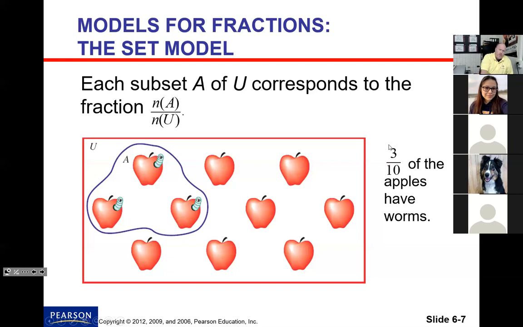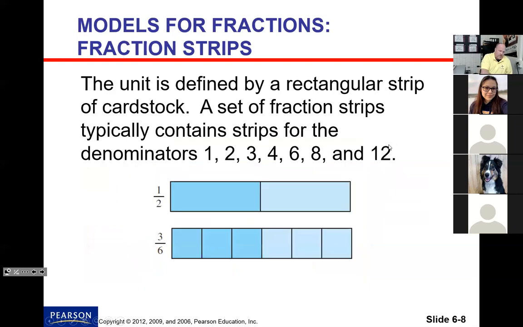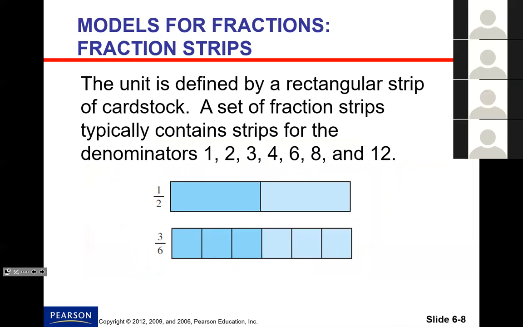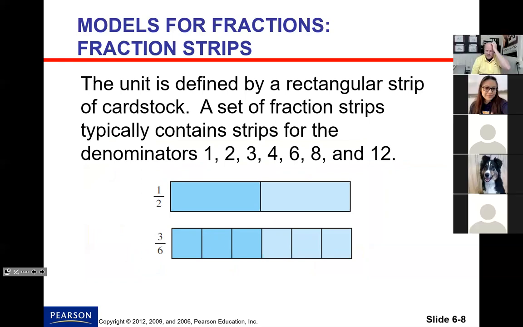Another one you can use, and you might have these in your classroom, you might even have them on your wall, is called fraction strips. Show a thumbs up. Anybody seen fraction strips before, or anybody use them? Any thumbs? Let's see. Yeah, 2, I see 3, 4. Oh yeah, a couple of people. Okay, good. So some of you have seen fraction strips before, and you can actually buy them.